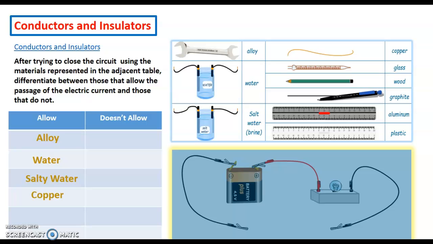So if we want to classify them, we have that the alloy, water, salty water, copper, and the graphite allow the flow of current. However, those that do not allow are the glass and the wood. Okay, and in addition to the aluminum, for those that allow the flow of current.